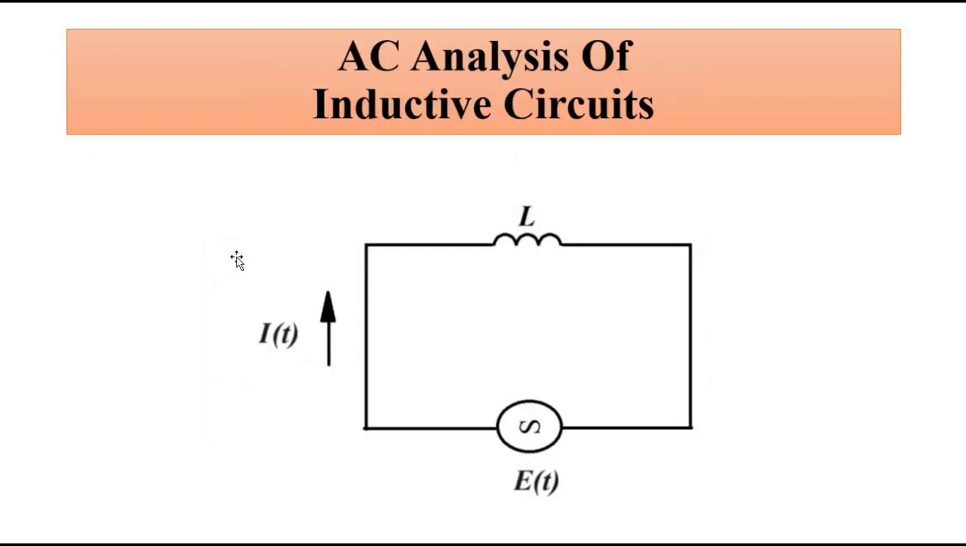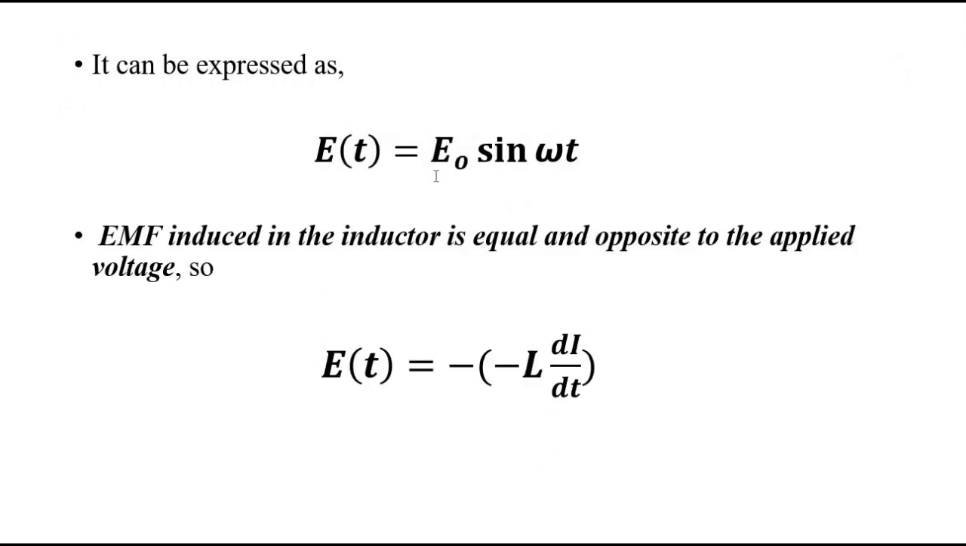Now let us first take a purely inductive circuit. We have an alternating voltage connected to a pure inductor of inductance L Henry. This produces an alternating time varying current. Here this alternating EMF or voltage is expressed as E(t) = E0 sin omega t.